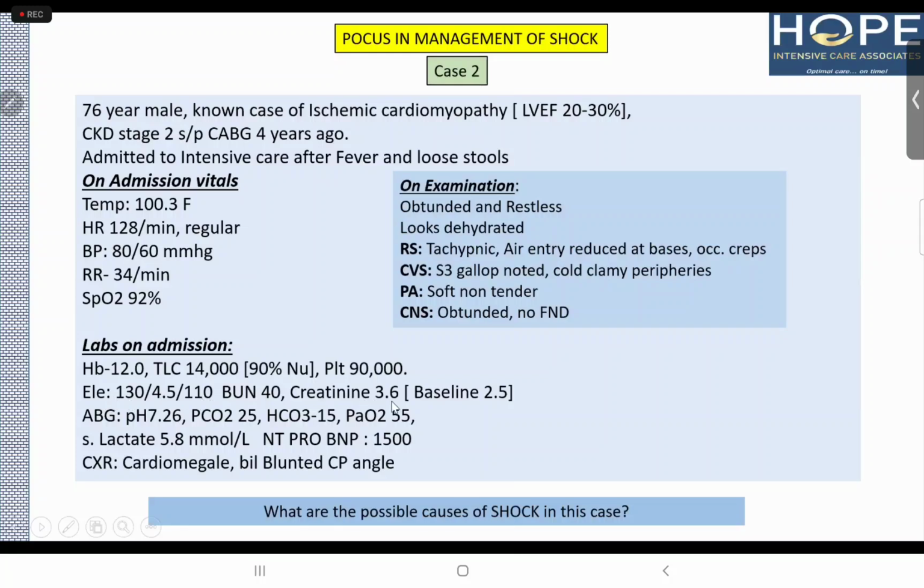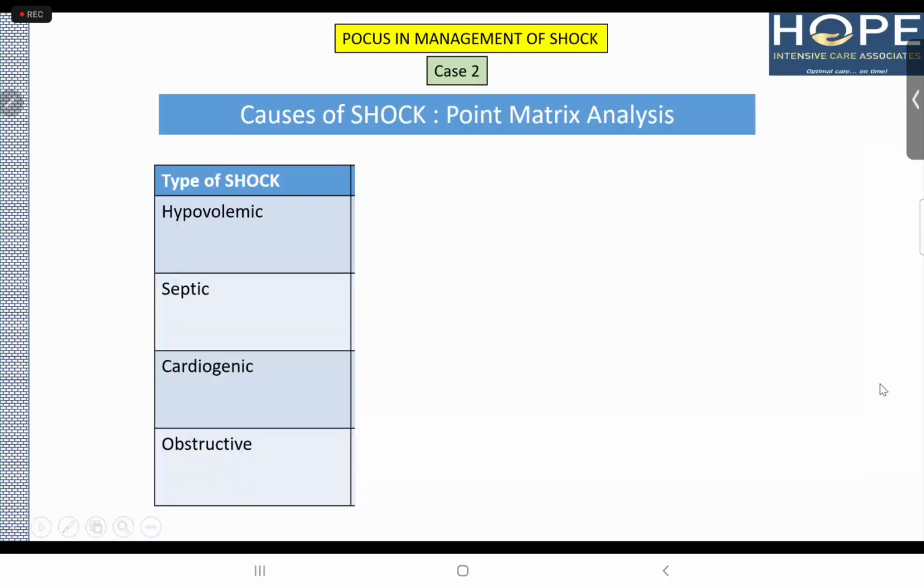His electrolytes are okay. Creatinine baseline was 2.5, now it has increased to 3.6. ABG suggests acidosis: pH 7.26, PCO2 of 25, bicarb of 15, and PO2 is marginally low at 55. So he has metabolic acidosis, and lactate is 5.8, NT-proBNP is 1500, cardiomegaly on X-ray with dilated, blunted costophrenic angles.